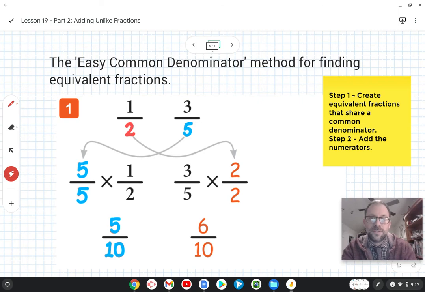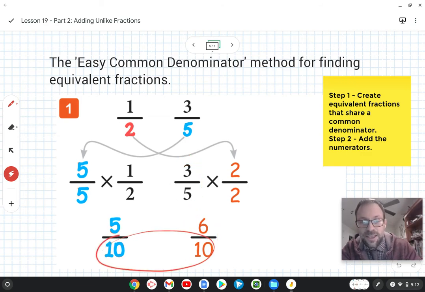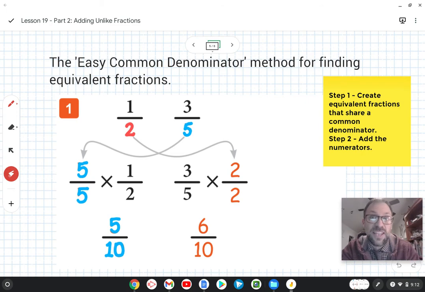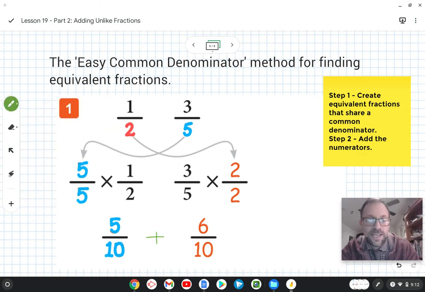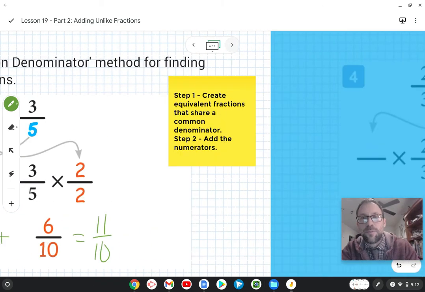And that helped us create equivalent fractions. So 5/10 is equivalent to 1/2, and 6/10 is equivalent to 3/5, and they share a common denominator. And why is this important? Step 2, add the numerators. Now that our denominators are the same, this is just like every other addition problem we've seen. All we do is add the numerators. So 5/10 plus 6/10 is 11/10. Let's take a look at a couple more examples.